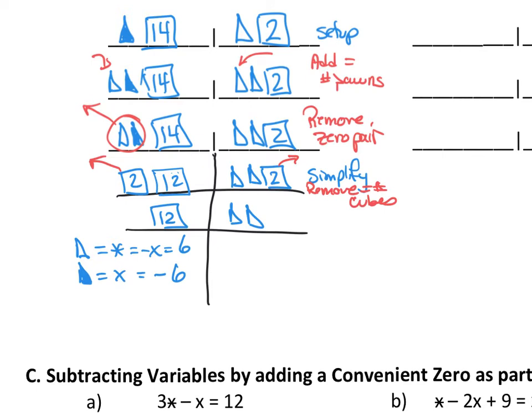Now we do need to do our check, and remember for our checks we always go back to the very original. So it is x plus 14, so negative 6 plus 14 is equal to star plus 2, 6 plus 2, and that's our question mark. And so we get 8 equals 8. Our check number is 8. And yes, that is indeed true.